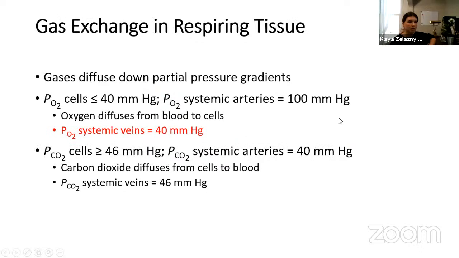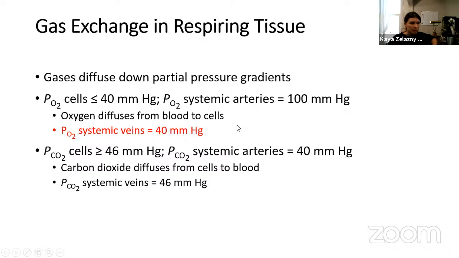So now we're going to talk about the gas exchange in the respiring tissue. The gases are diffusing down their partial pressure gradients, which means that in the alveoli, our oxygen is dissolving into the blood, and our carbon dioxide is dissolving out of the blood into the air to get breathed out. And the opposite thing is going to be happening in the respiring tissue.